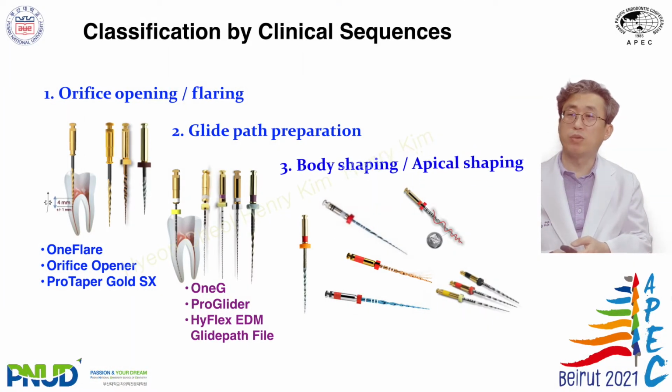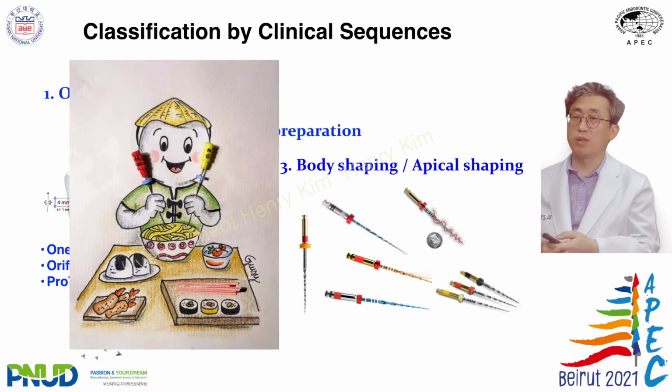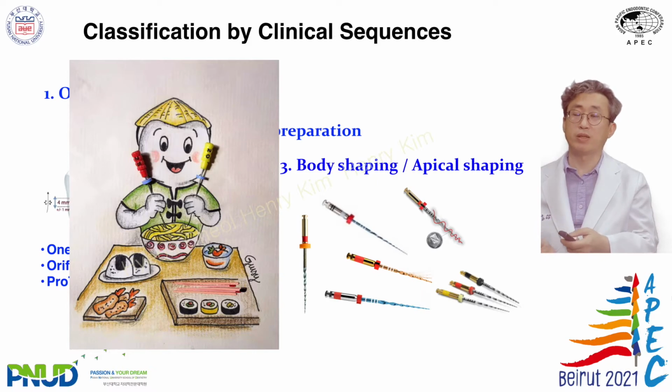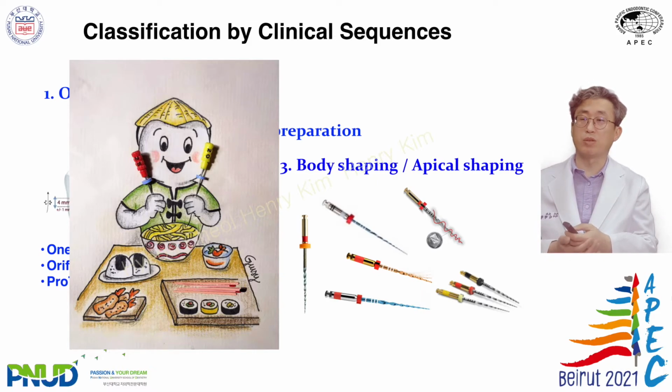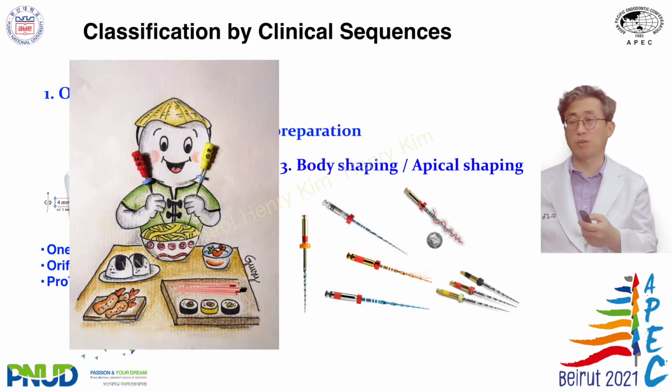Once we have good flared orifice and glide paths, we can use actually any file systems with minimal risk of fracture according to the user's preference. Whatever you want, you can use it after coronal flaring and glide path making. But I can show you some research evidences that you may have some help, some information to select the body shaping instrument.